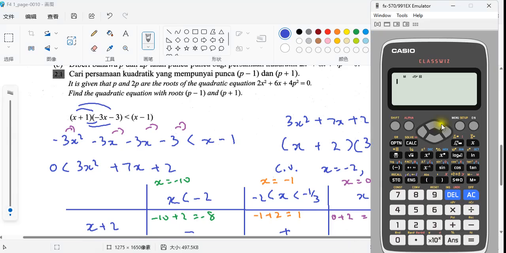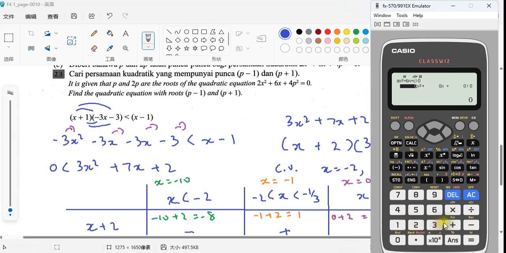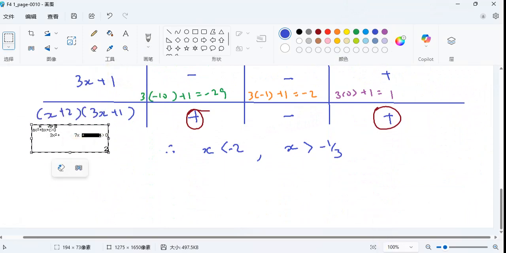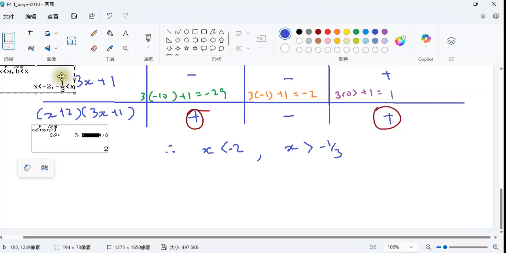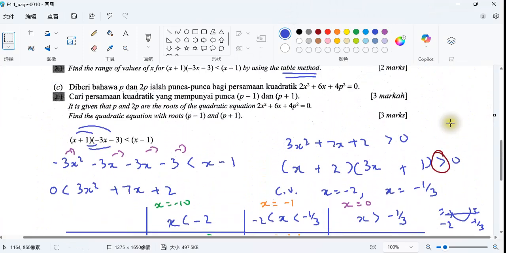Actually, for this one, we can use the calculator. Inequality, then polynomial degree 2, greater than is the first one. Then we have 3, 7, and 2. Okay. And then we have x less than negative 2 and x greater than negative 1 over 3. Okay.